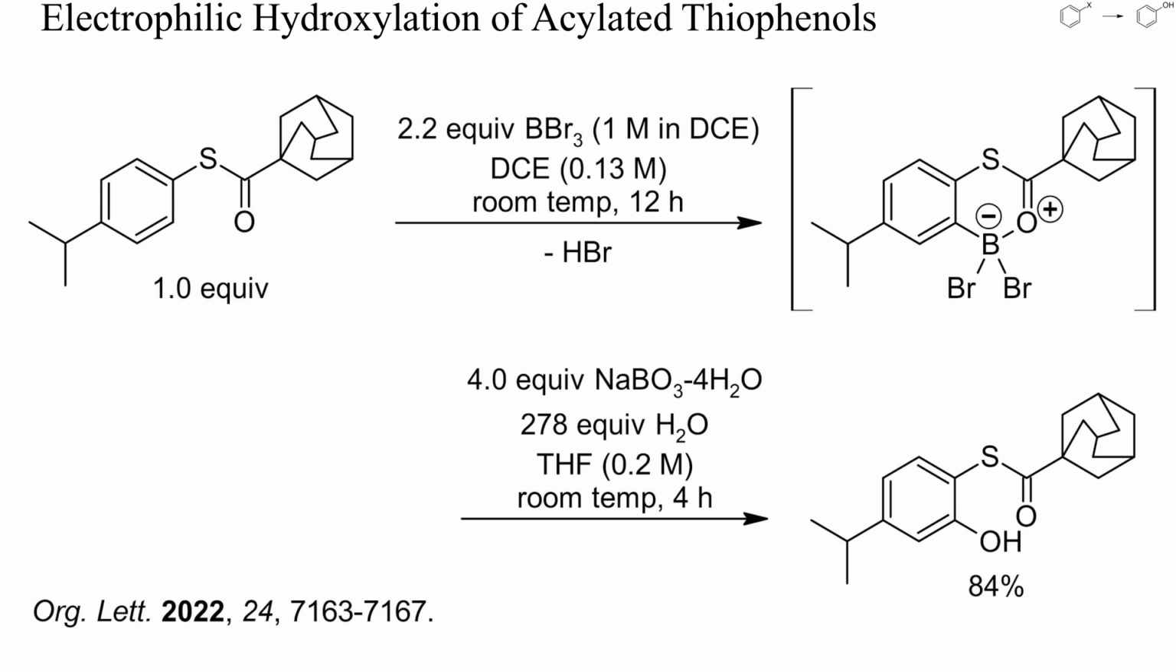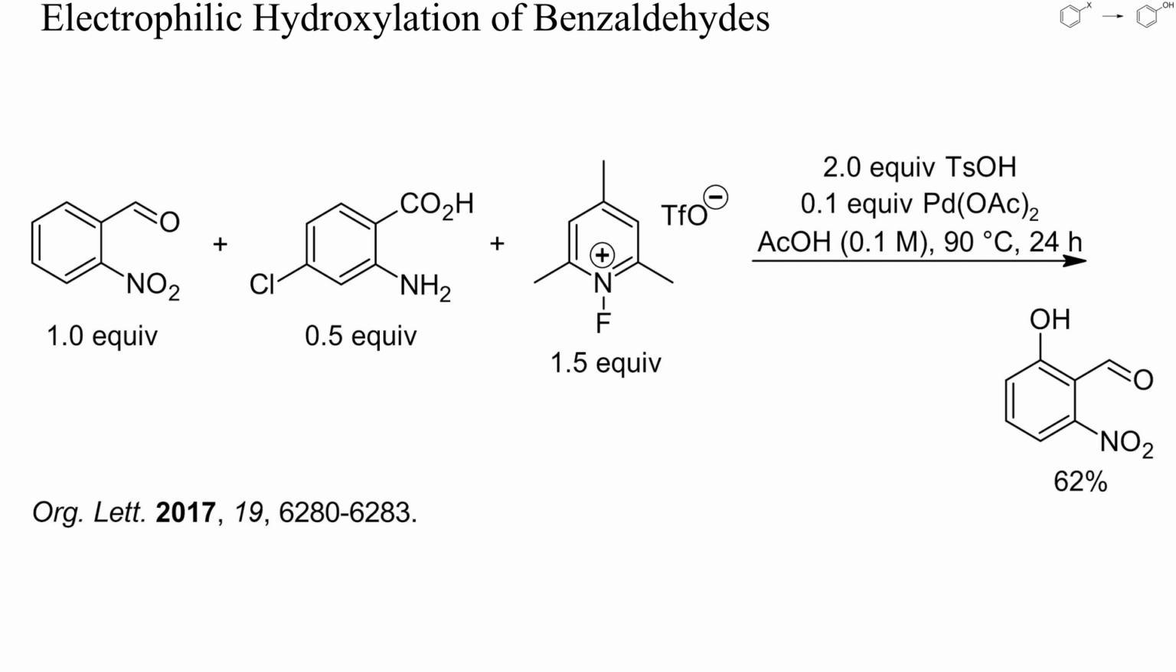Even protected thiophenols can be hydroxylated at the arene without oxidation of the sulfur atom. The procedure shown here was based on an intermediate aryl borane, then oxidized to the phenol with an excess of sodium perborate. Here, 2-nitrobenzaldehyde was hydroxylated by palladium chelate formation. The benzaldehyde itself did not form any chelate, but an intermediate imine with chloroanthranilic acid did. The oxidant was N-fluorocollidinium triflate.